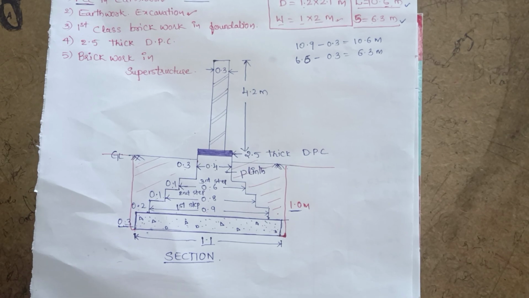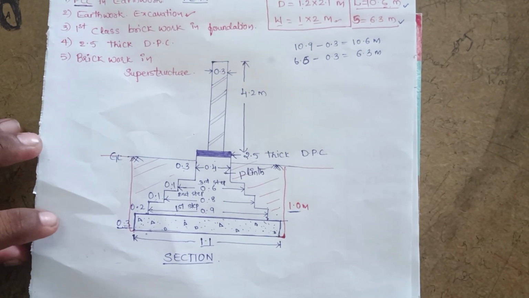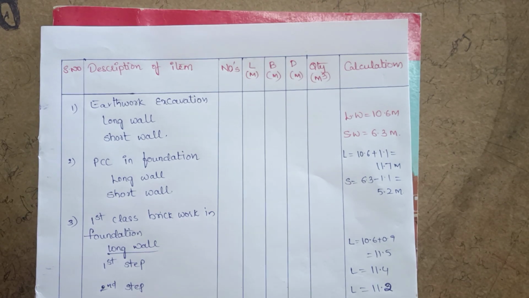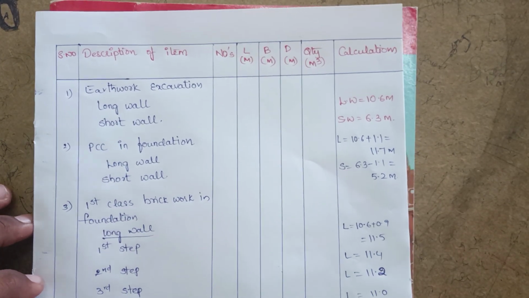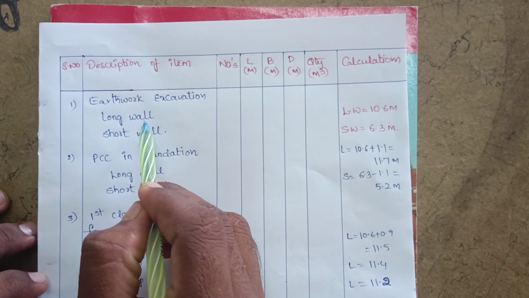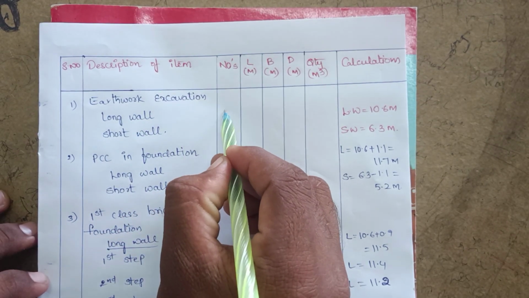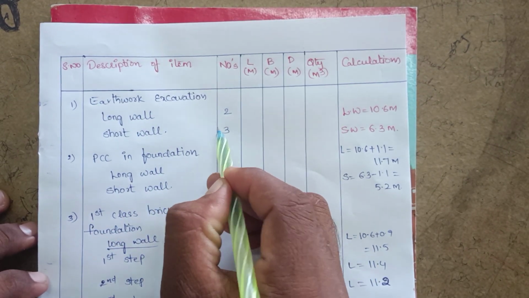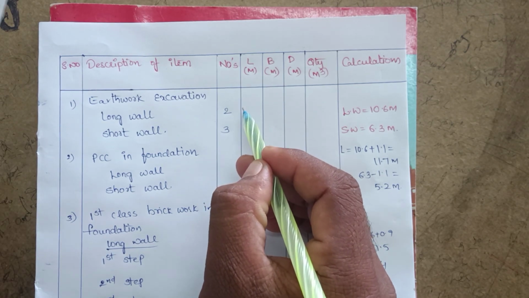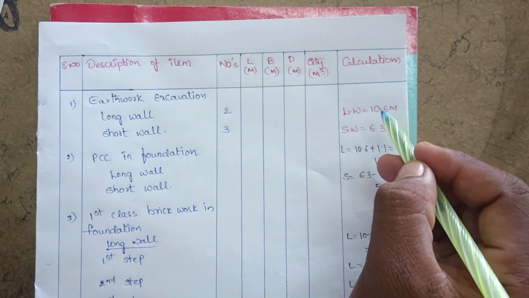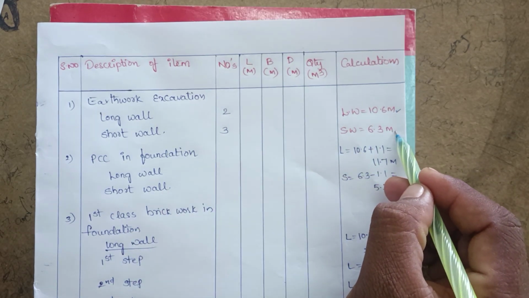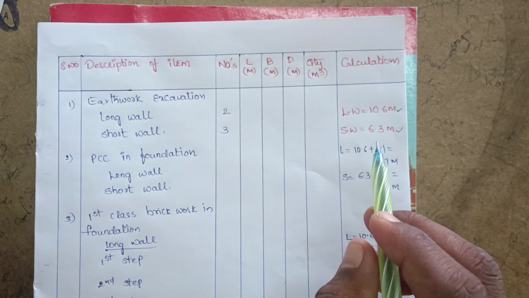Now we will calculate the earthwork excavation. This is the standard table of estimation. Earthwork excavation in long wall. We have 2 long walls and 3 short walls. The length of the long wall, as we calculated earlier, is 10.6 meters and the length of the short wall is 6.3 meters.